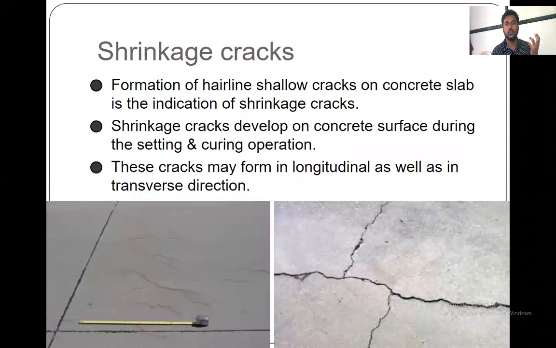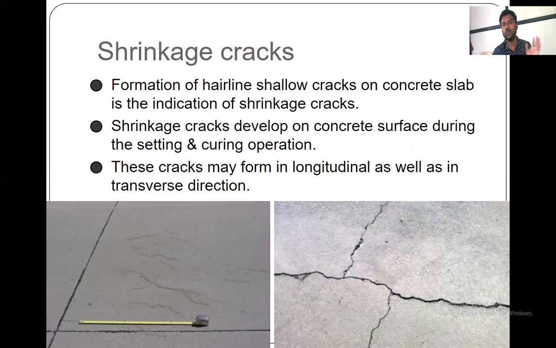Then the shrinkage crack due to the heat of hydration. If proper curing is not provided, the shrinkage crack will happen on that pavement. The formation of hairline, shallow cracks on the concrete slab is the indication of shrinkage cracks. What is a shrinkage crack? It is the formation of hair-like structures. You can observe in the figure, hair-like structures formed on the pavement. Such cracks are known as shrinkage cracks.